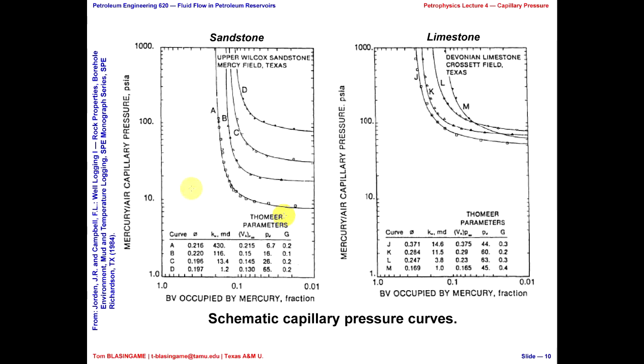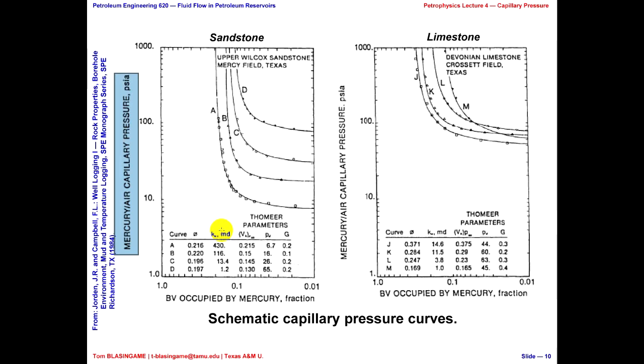Now, these are some physical curves. Unfortunately, they're mercury air. So these capillary pressure curves were determined by injecting mercury into the core. Those little cores that I gave you, ladies, you know the little cores? You put it into a device, and it fills with mercury at zero pressure, at room pressure. And then you gradually increase it. So mercury is pushed into the rock.